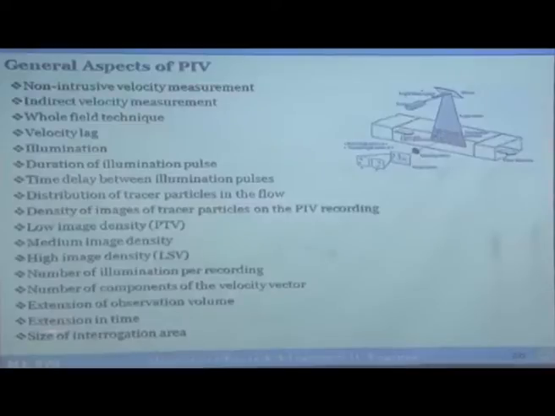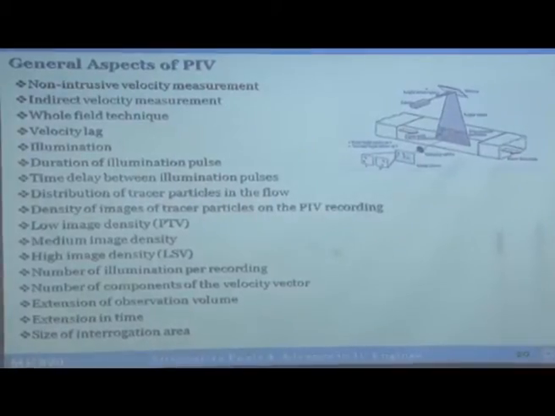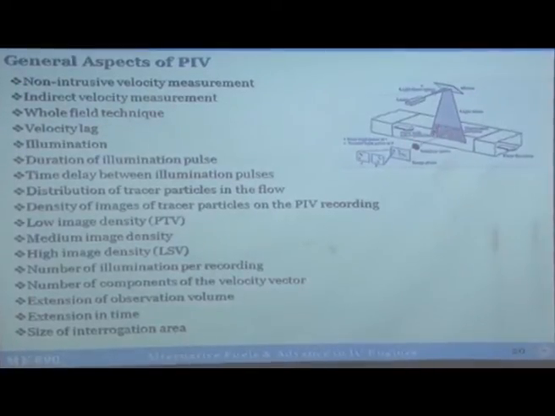Okay. Then extension of the observation volume. This is one very interesting aspect of the PIV. Suppose you have captured the image here and you want to understand the flow outside this image, then what you can do is look at the velocity trend here, and then do the extrapolation for understanding the flow. So this is called extension of the observation volume. Similarly, you can do extension in time. Both are possible in the PIV recording because you capture sufficient past history. Based on that, you can extend the volume, you can extend the time.